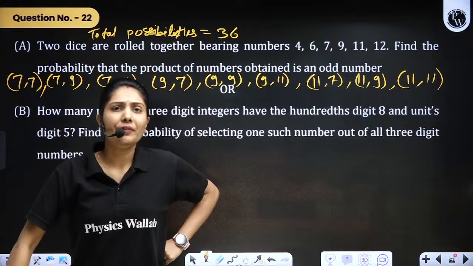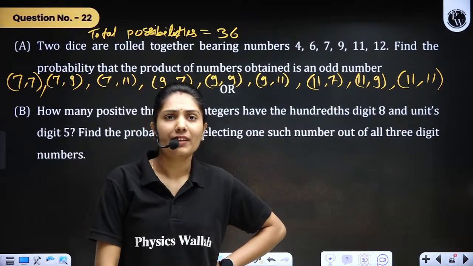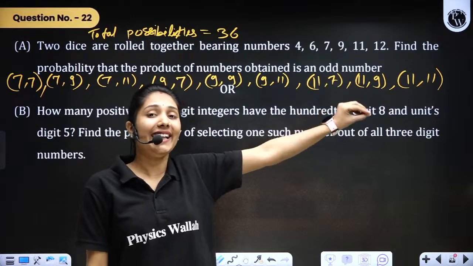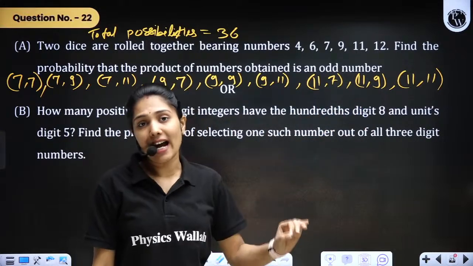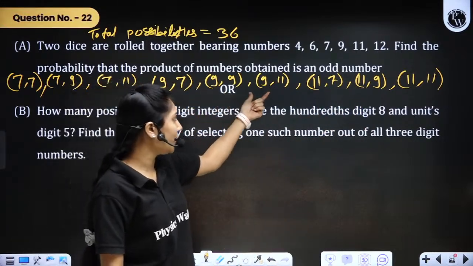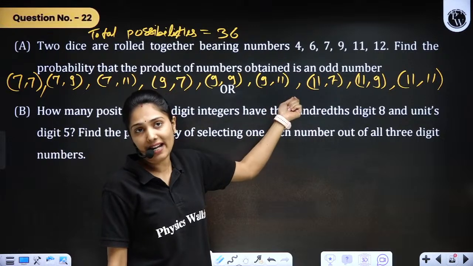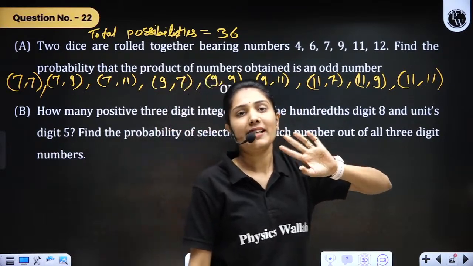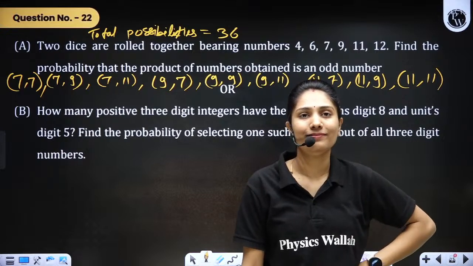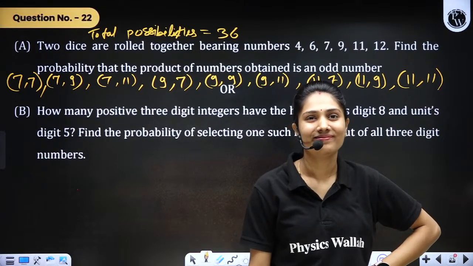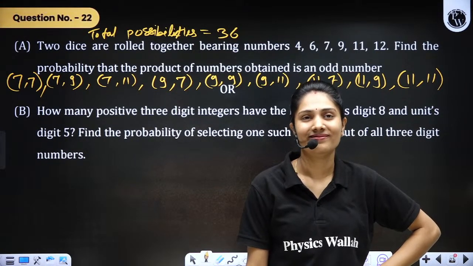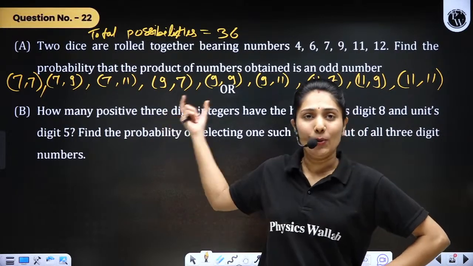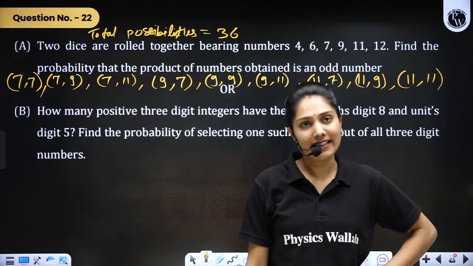So, are we left with any of the entries now? Apart from these entries, are we left with any other entries so that whatever number we get on the upper face, if we multiply them, the product is an odd number? Is there any other entry left? No, right? These are the only possible entries that we can create here.